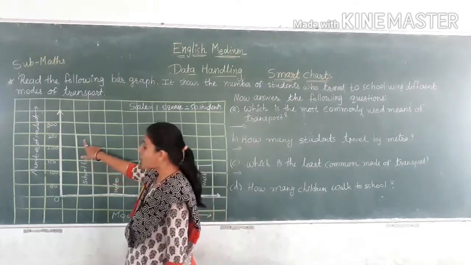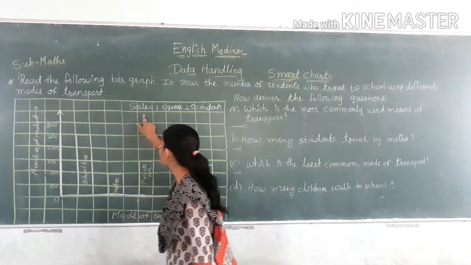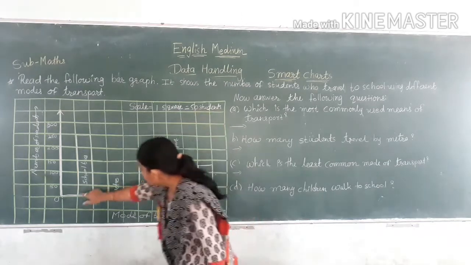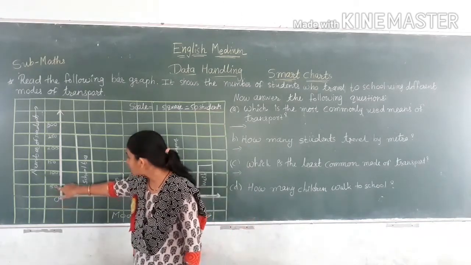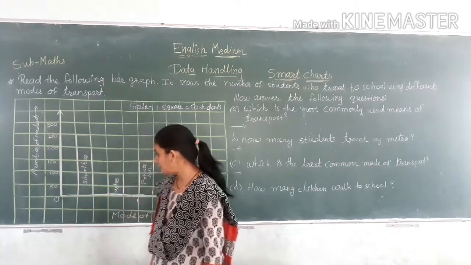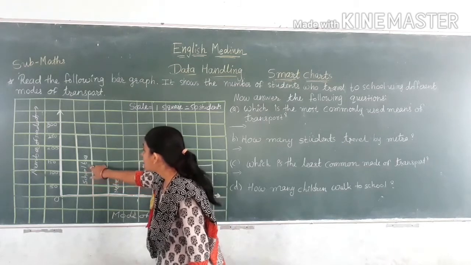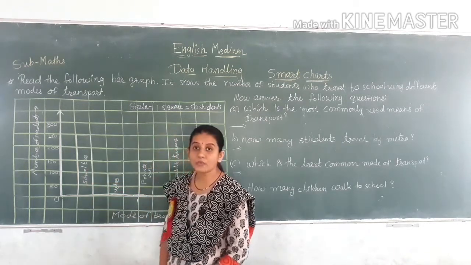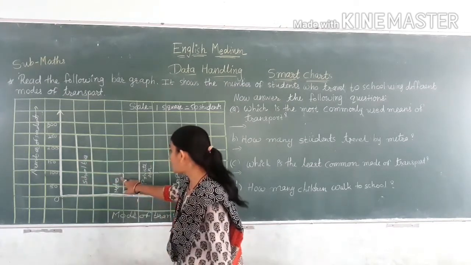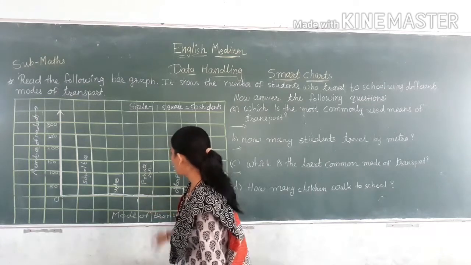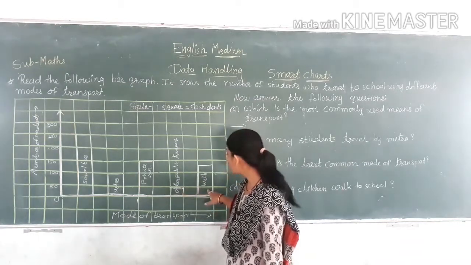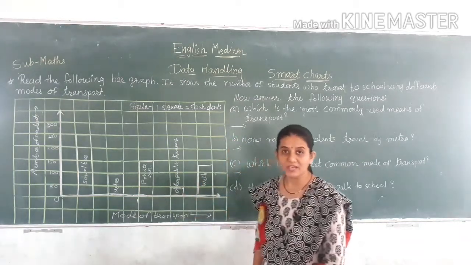School bus, 250 students. Here the scale is also given. The scale is 1 square equals 50 students: 50, 100, 150, 200, 250 and 300. School bus: 250 students use it. Metro: 100 students. Private van: 150. Other public transport: only 50, and walk: 125 students.